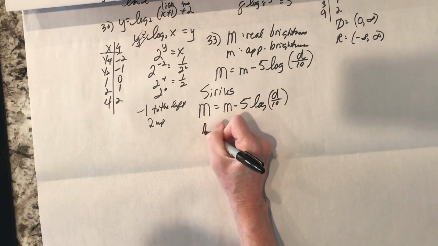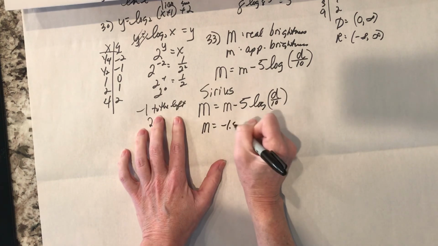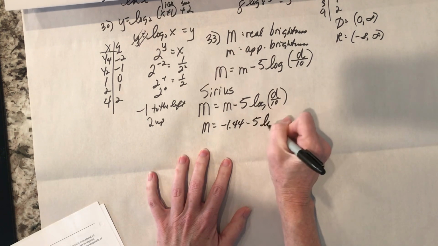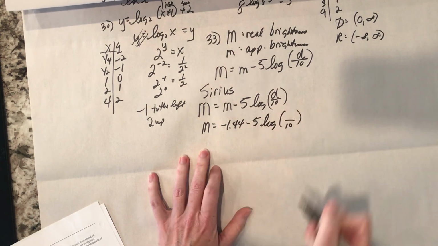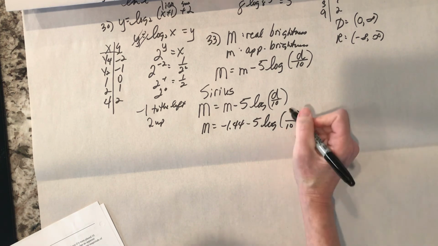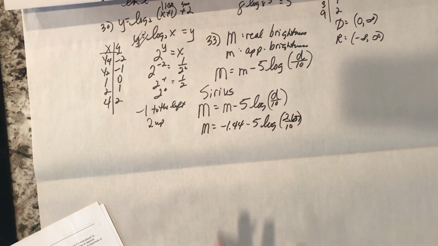So its absolute brightness is equal to its apparent brightness, negative 1.44. You find that in the paragraph above, minus 5 times the log of the distance that Sirius is from Earth, and you can find that in the bottom paragraph. If Sirius is 2.637 parsecs from Earth, so we've got that. That's what we need to compute with our calculators. I'm going to do it a little bit at a time.